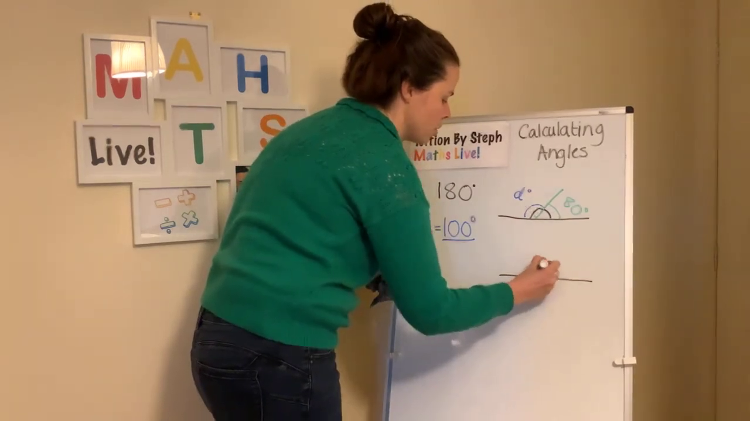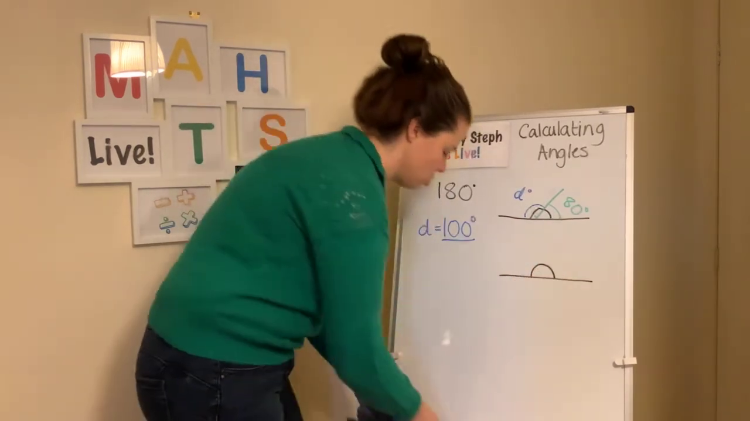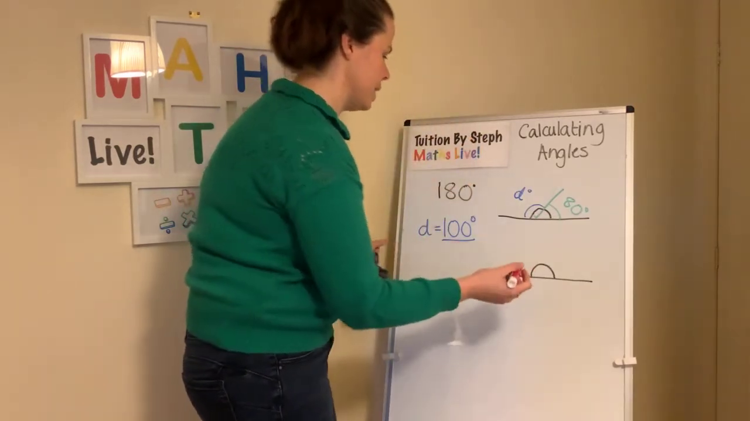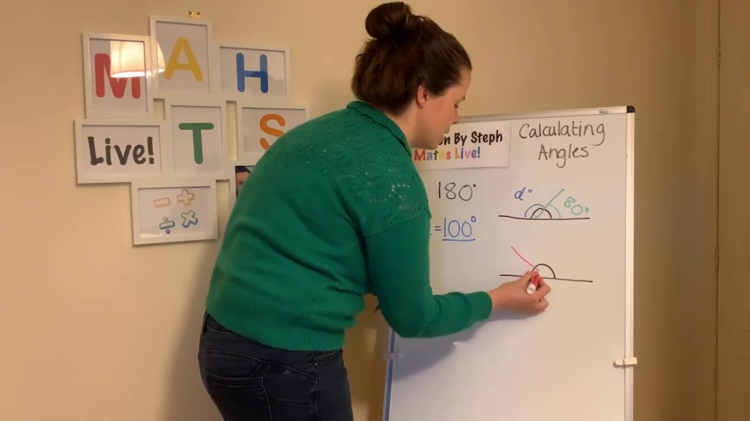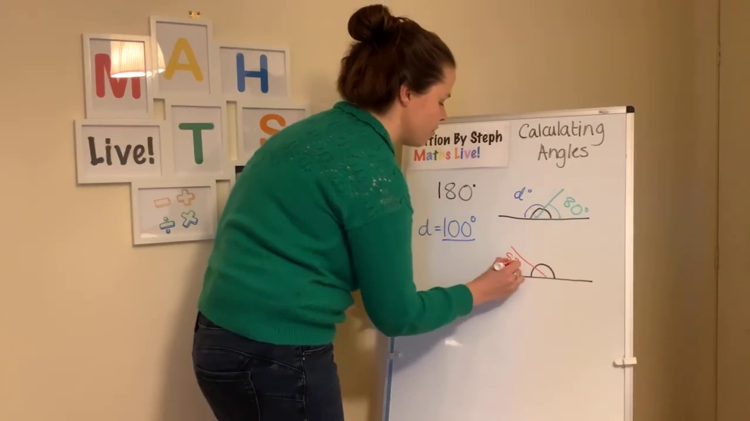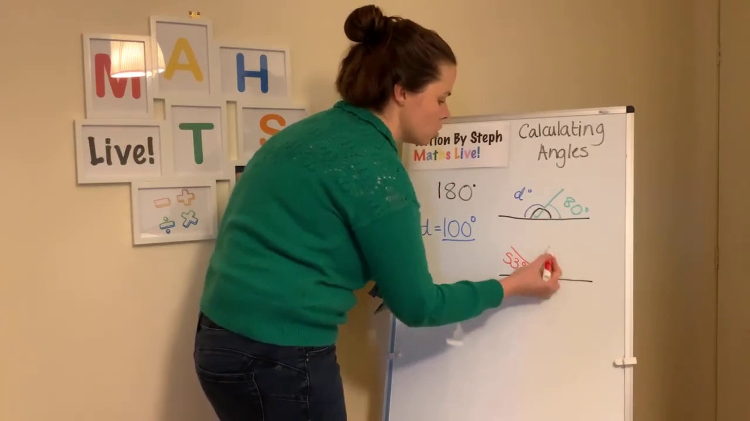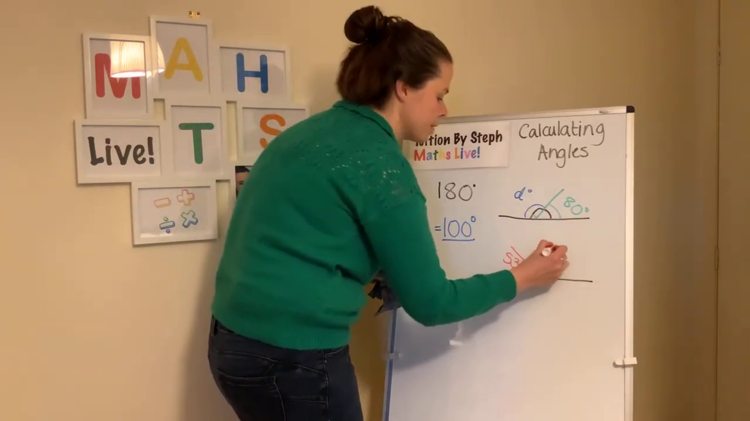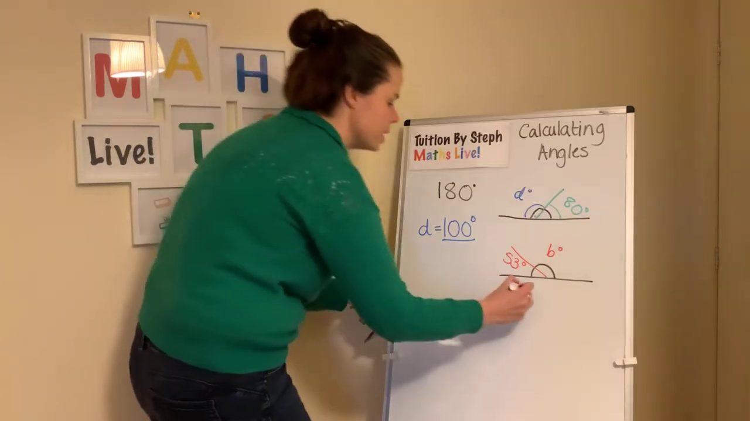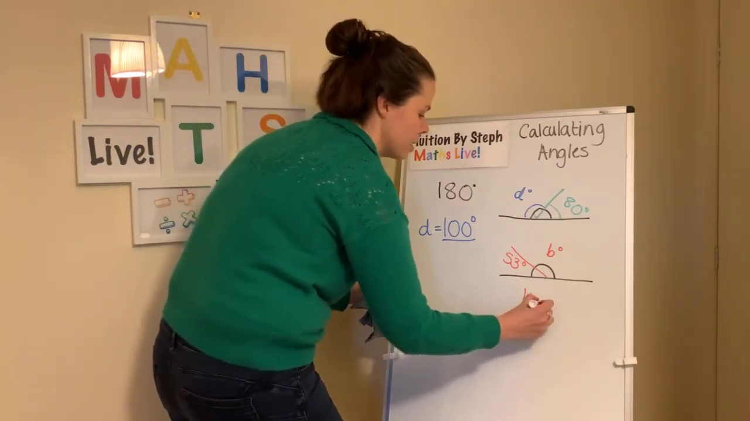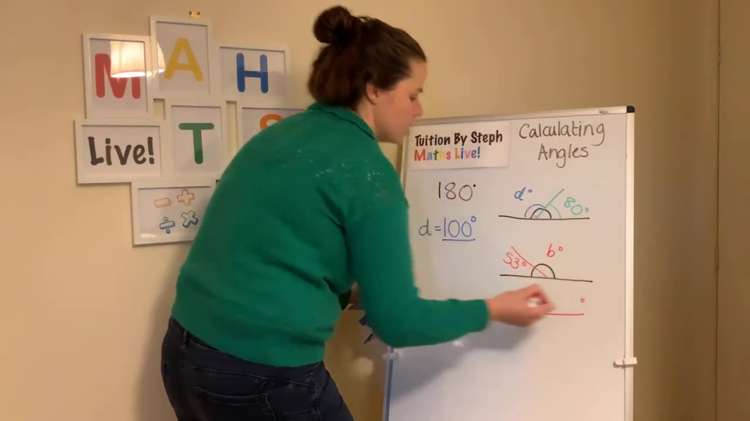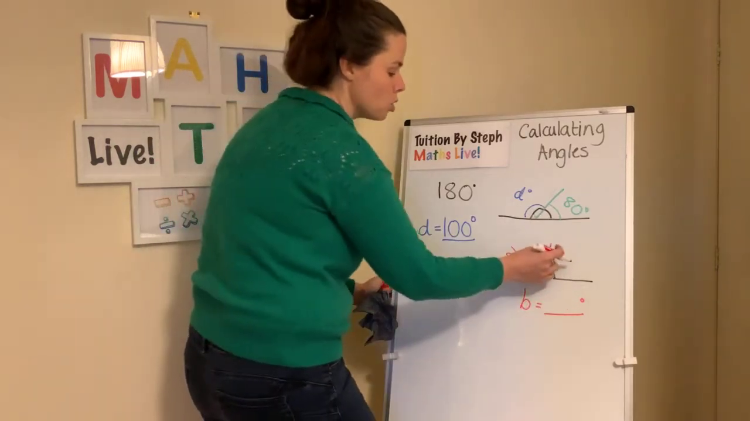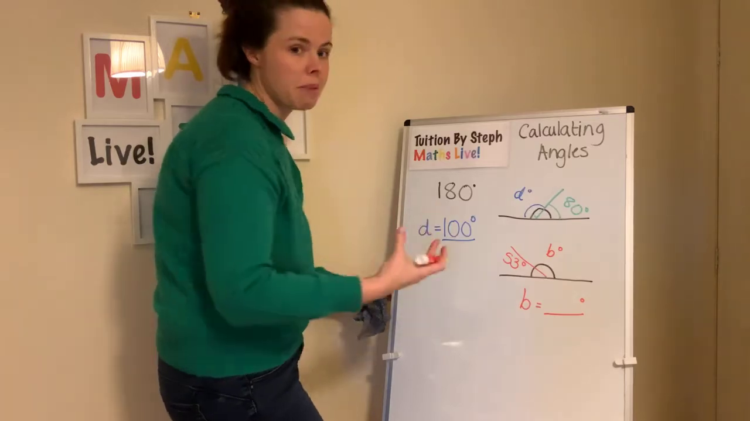And again, I'm just focusing on a straight line. So this time I might split it down here. And I might say this is 53 degrees. So what is the size of angle B? Okay. So we need to know the size of angle B. So we know the total is 180. So we're thinking, what do we add to 53 to make 180?